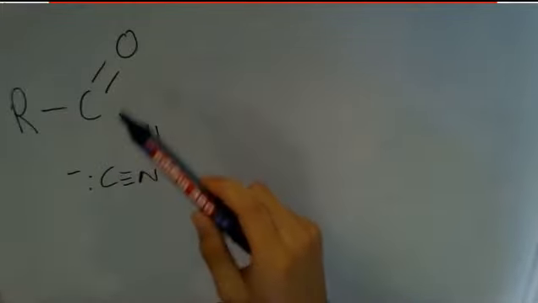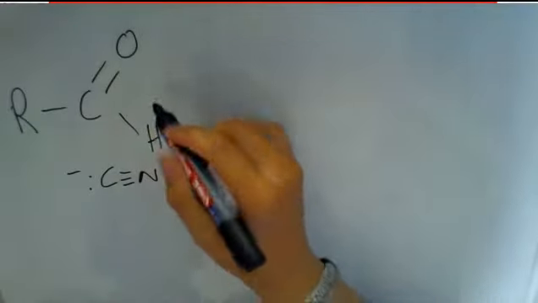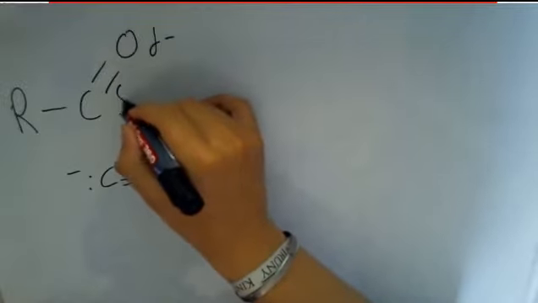So first step for us is to really look at the aldehyde and look for partial charges. So we can see this carbon is actually bonded to a very electronegative atom, e.g. the oxygen, which allows us to put in these partial charges here.